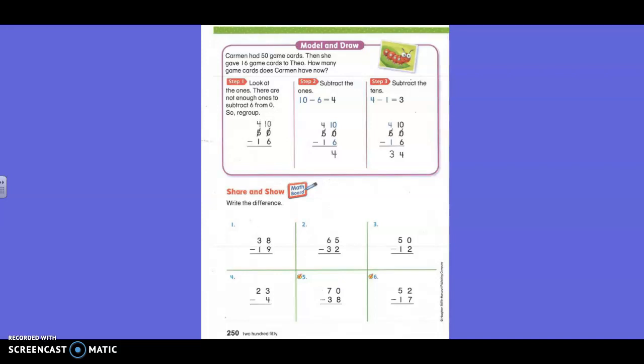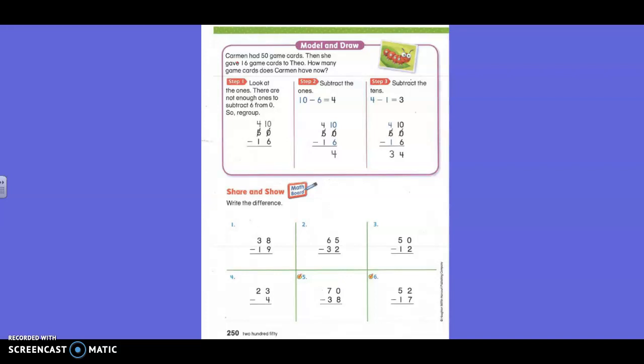Okay. Read the story problem with me, please. Carmen had 50 game cards. Then she gave 16 game cards to Theo. How many game cards does Carmen have now? Okay, step 1. You see the 0 minus 6. Can you take 6 away from 0? No, if you don't have any cookies, can I eat any of your cookies? No, you don't even have any. So we're going to have to borrow.